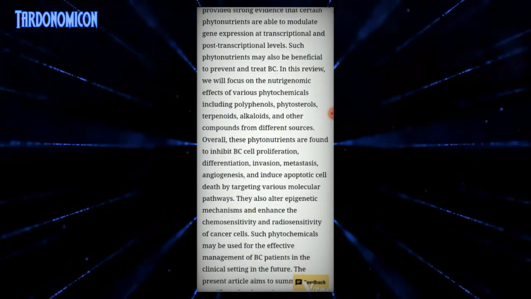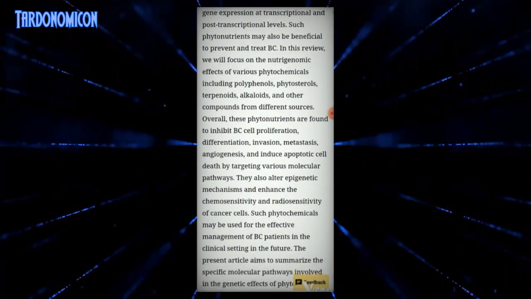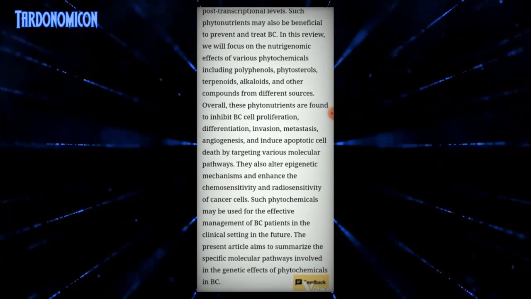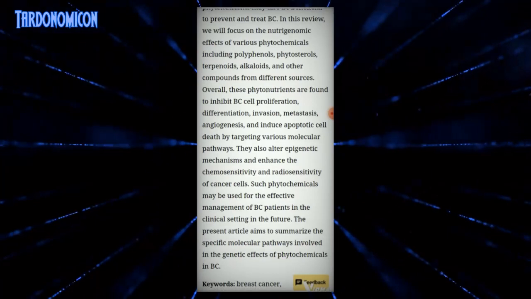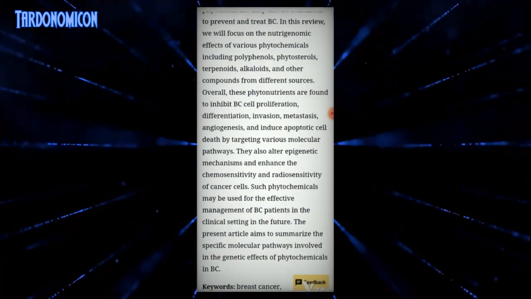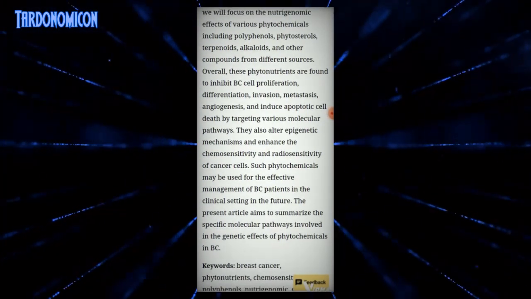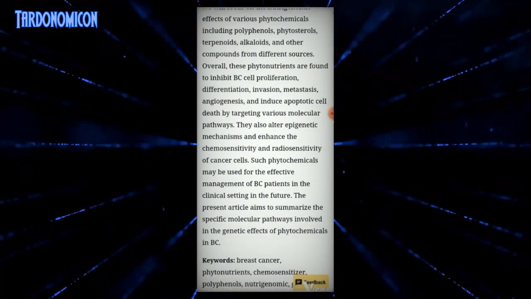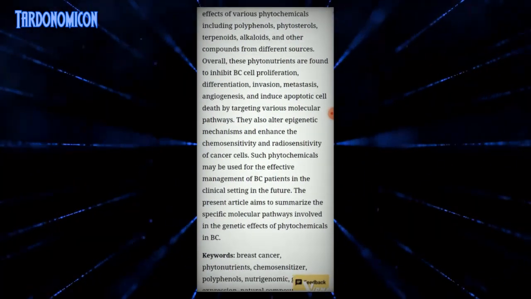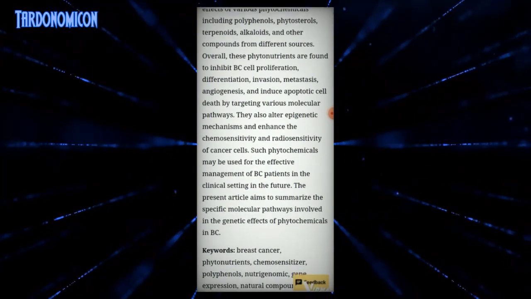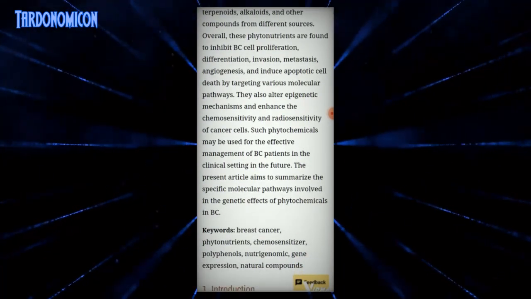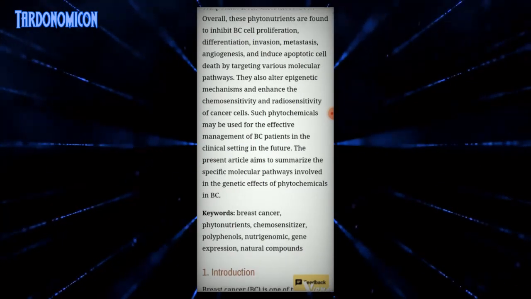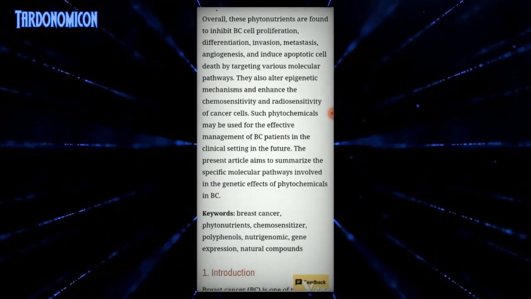In this review, we will focus on the nutrigenomic effects of various phytochemicals, including polyphenols, phytosterols, terpenoids, alkaloids, and other compounds from different sources. Overall, these phytonutrients are found to inhibit breast cancer cell proliferation, differentiation, invasion, metastases, angiogenesis, and induce apoptotic, meaning to kill, cell death by targeting various molecular pathways.